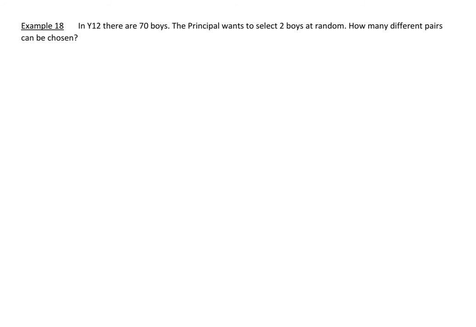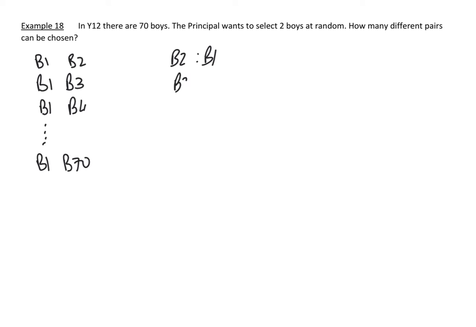Example 18: in year 12, there are 70 boys. The principal wants to select 2 boys at random. How many different pairs can be chosen? So if there's 70 boys, what you could have is boy 1 and boy 2, boy 1 and boy 3, boy 1 and boy 4, all the way down to boy 1 and boy 70. We could have boy 2 and boy 1. We can't have boy 2 and boy 2, but then you'd have boy 2 and boy 3, all the way down to boy 2 and boy 70. And that's going to be the same the whole way across.